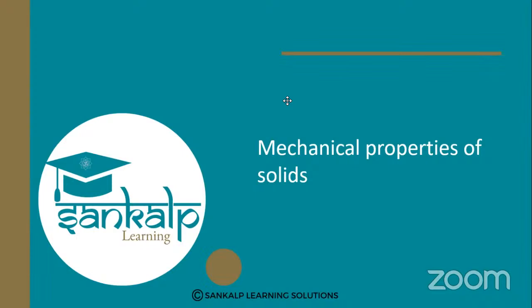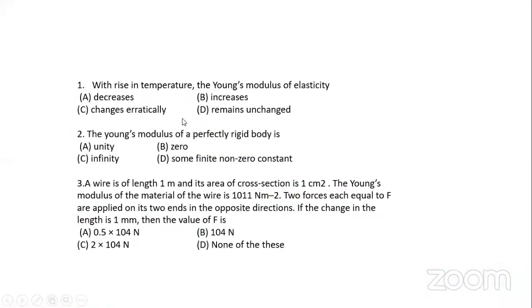While defining Hooke's law, we have three constants: Young's modulus of elasticity, bulk modulus of elasticity, and the modulus of rigidity. So three terms we will define there. Let us start with the questions of this chapter. Here you have the first question.